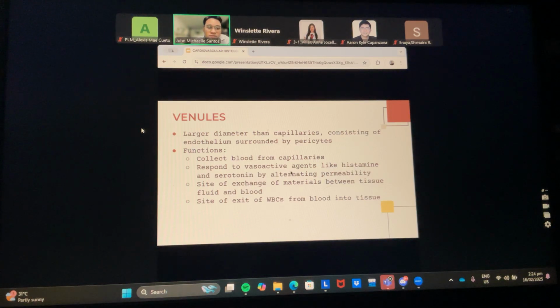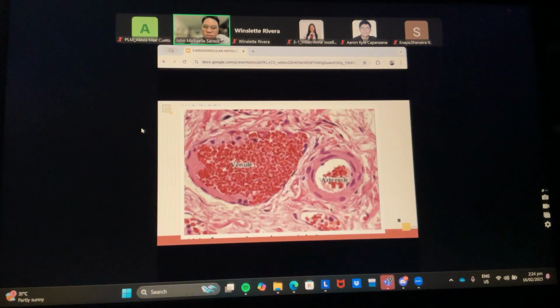And then these venules are the site of exchange for materials between tissue fluid and blood. So this is a site of exit for WBCs from blood into the tissue. So this is your venule and then your arteriole. The clue as to why we are seeing a vein as compared to an artery is this. One of your tricks, number 1, to identify that you are looking at a blood vessel in a tissue slide, look at the inside. If there are too many red blood cells, most probably you are looking at a blood vessel. If it is round, it is an artery. But if it is irregular, with no shape, it is a vein.